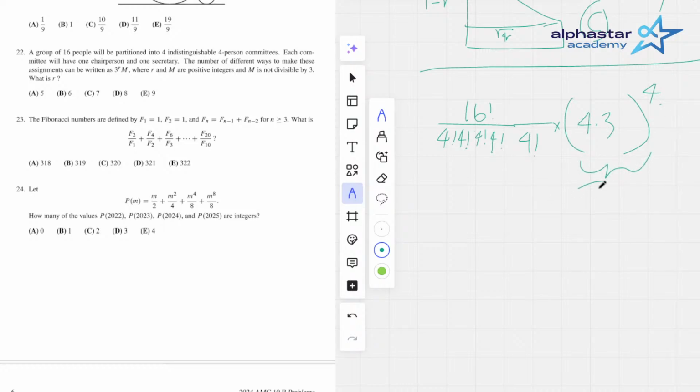So this gives us 3 to the 4. This gives us, well, this gives us 3 to the 6 times something. Each of these is like 3 to the 1, so that just gives us 3 to the 5.